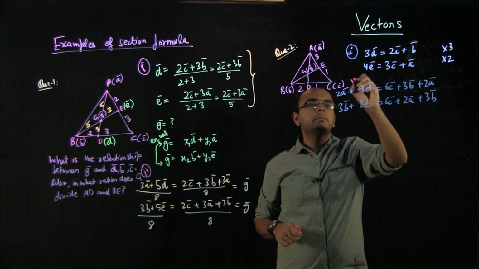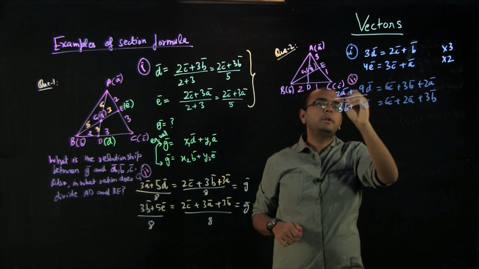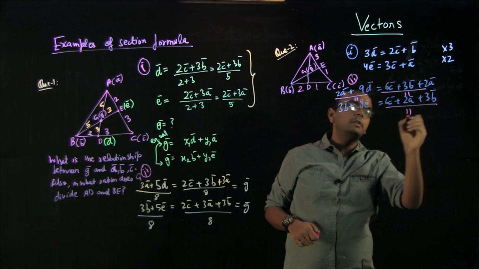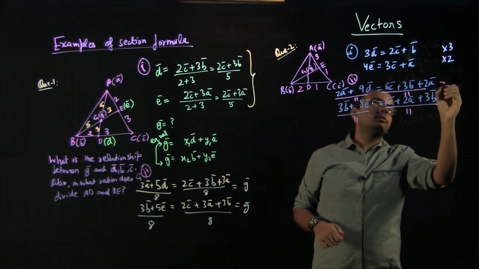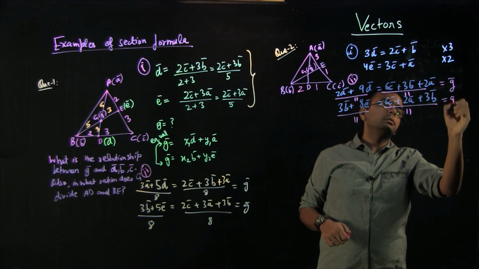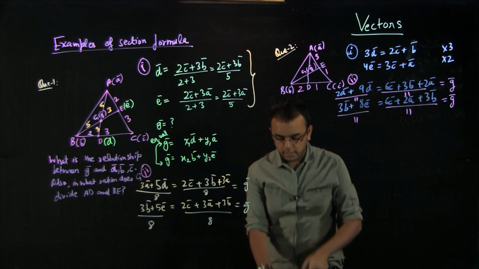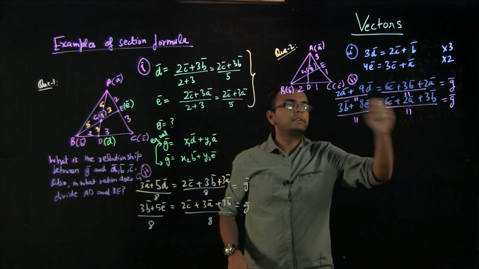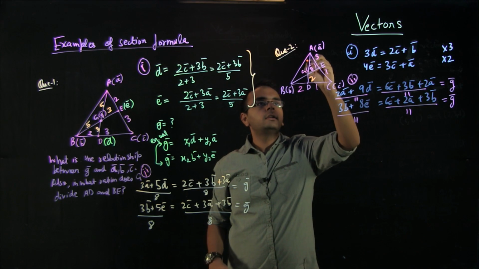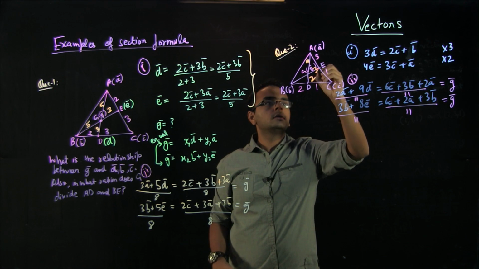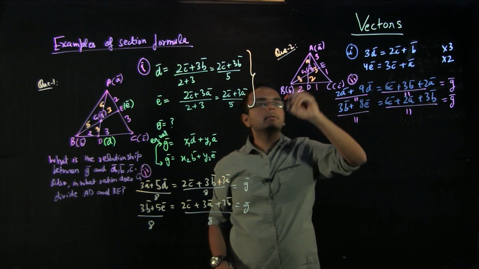This is the second step. And then divide by 2 plus 9, which is 11, and by 11, by 11, and by 11, and this is equal to g. Okay. And what is the ratio in which g divides AD? So 2 here, 9 here, and 3 here, and 8 here.